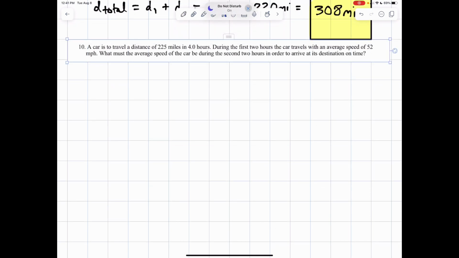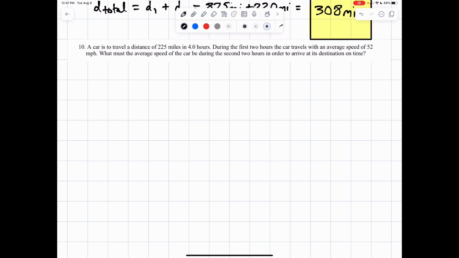Number 10. A car is to travel a distance of 225 miles in 4 hours. During the first 2 hours, the car travels with an average speed of 52 miles per hour. What must the average speed of the car be during the second 2 hours in order to arrive at its destination on time? So let's break down the information given. There needs to be a total distance covered of 225 miles, and a total time of 4 hours, all right?